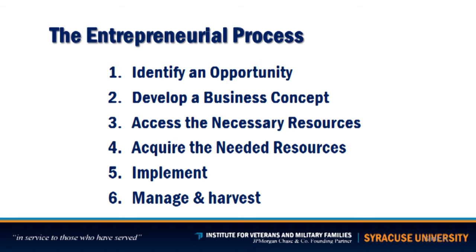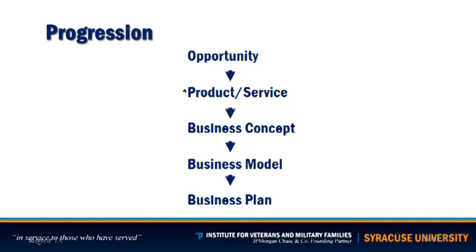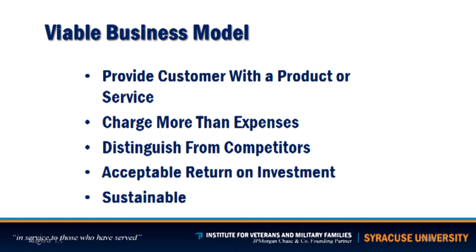The simple summary, which is the next slide, is the progression. You start with opportunity, identify what product or service can exploit that opportunity. You develop the business concept, you work on the business model, then you work on a business plan. We'll shortly touch on each of these: the product, services, business concept, the business model, and business plan. But this is a logical progression, so to say, from identifying an opportunity to a business plan. Once you have that product and service and a concept, you want to identify whether your business model is really viable.